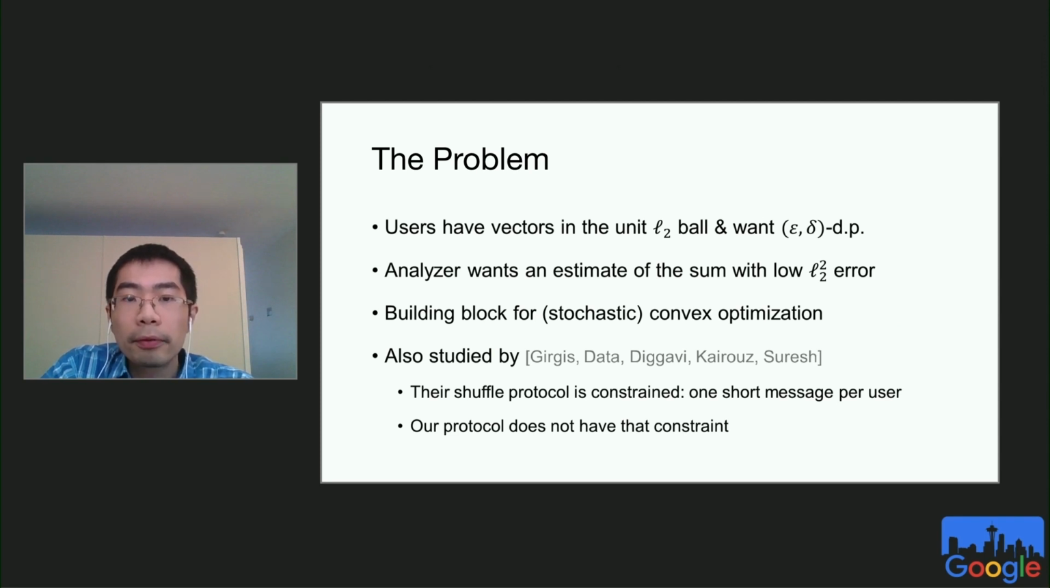So what's the problem? The problem is that users have vectors in some L2 ball, and you want differential privacy. Meanwhile, the analyzer wants an estimate of the sum with low L2 error. And it's going to be a building block for stochastic convex optimization, like I mentioned before. I should note this problem was also studied by Gerges et al. But one difference with our work is that their shuffle protocol is constrained to one short message per user, whereas we explore what's possible when we don't have this constraint.